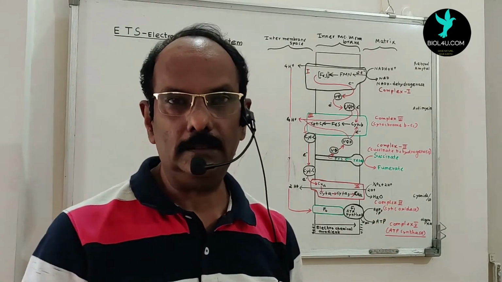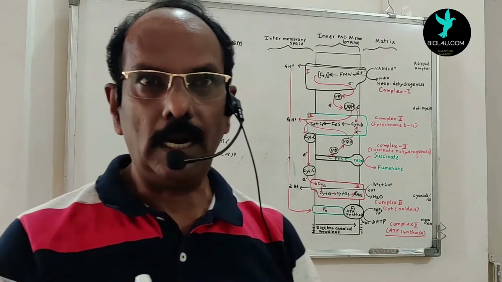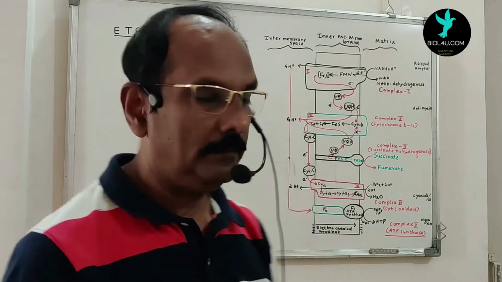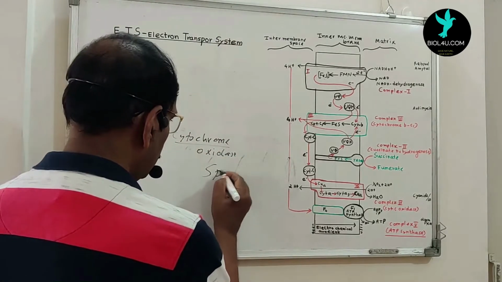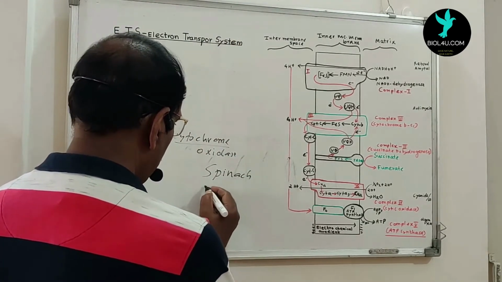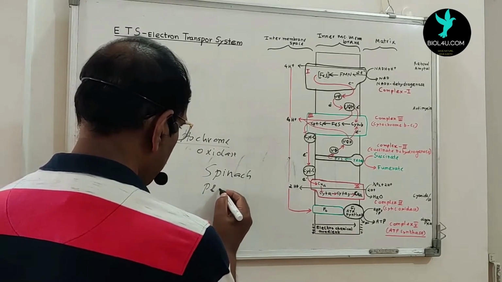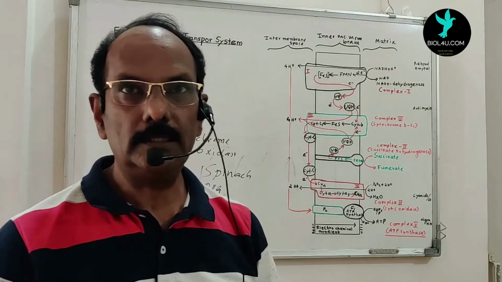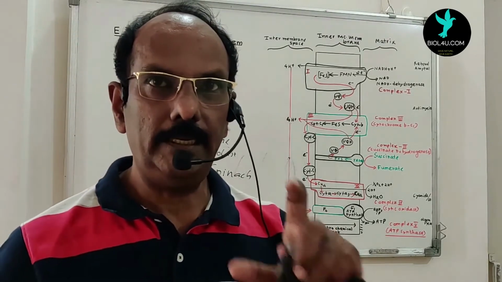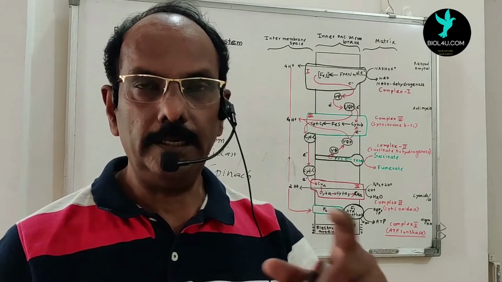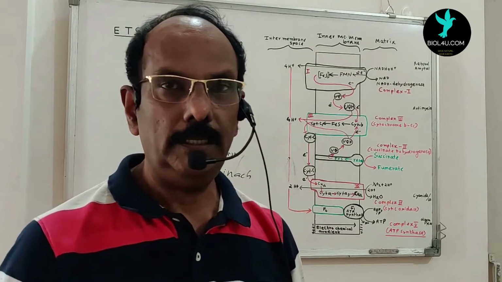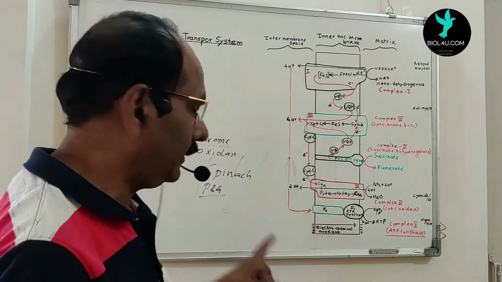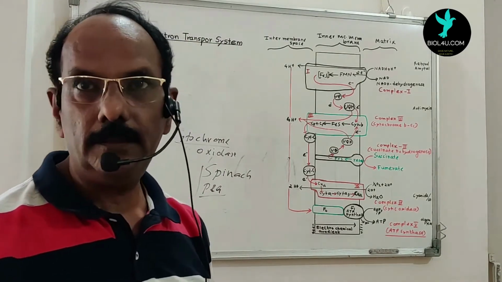But there are some plants. These plants can perform an alternative route if cyanide is present. For example, spinach, and the pea plant, Pisum sativum. These two plants are simple examples. There are many plants, but two examples are spinach and pea plants. If cyanide is present, they take an alternative route. So these plants are known for cyanide resistant respiration. The respiration taking place in these plants is known as cyanide resistant respiration.